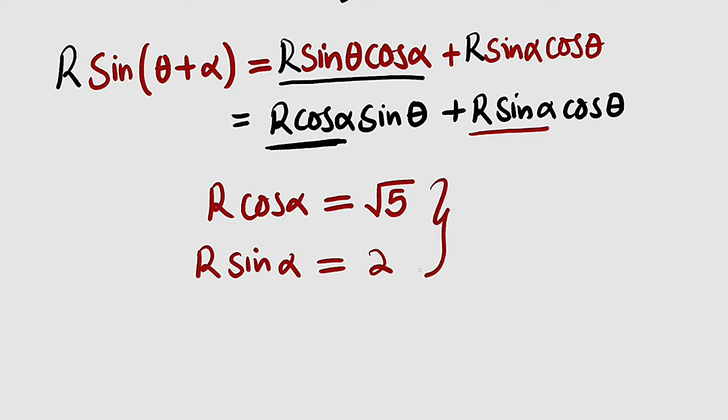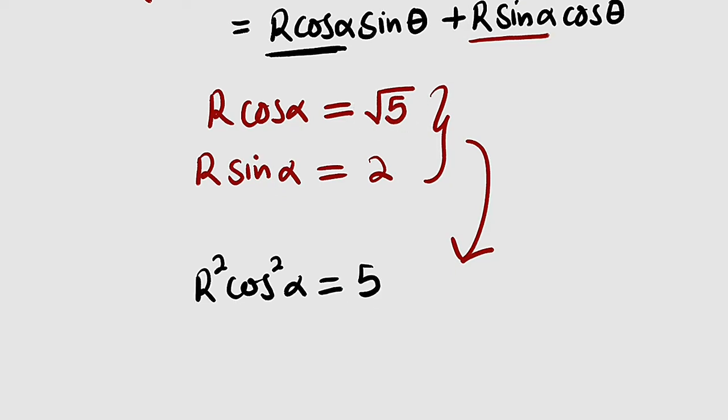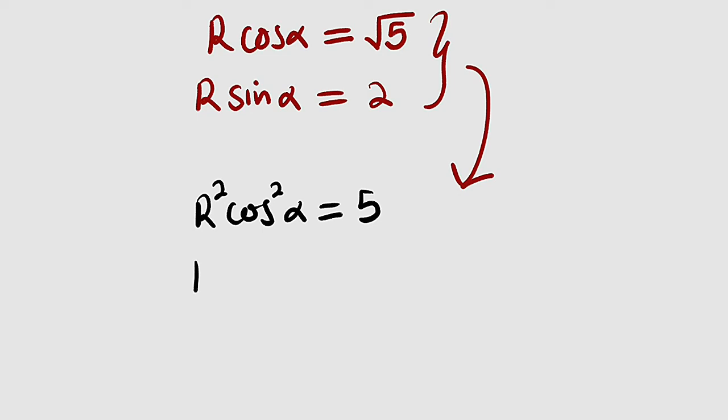Now that we have these two equations, let us raise them to the power of 2. If you square them, you have r squared cos squared alpha equal to 5. The same thing to the second one: r squared sine squared alpha equal to 4, because 2 squared is 4.